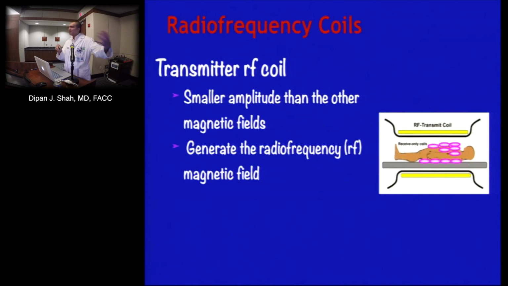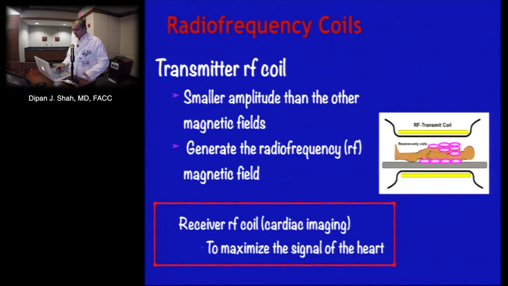The body receives that energy, and then it begins to emit a signal back. Now, the closer you are to the area that you're interested in imaging, the better signal you'll get. That's why we try to place the coils as close as possible to the region that you're interested in imaging. If radiologists are doing imaging of the hand, they have a very tiny coil that they place right on top of the wrist, because the closer your coil is to the area that you're interested in imaging, the better the signal you're going to get.